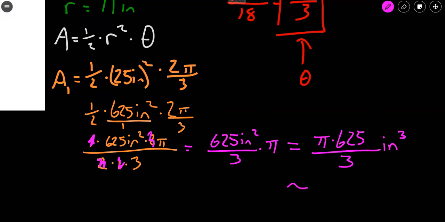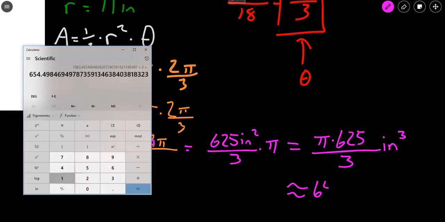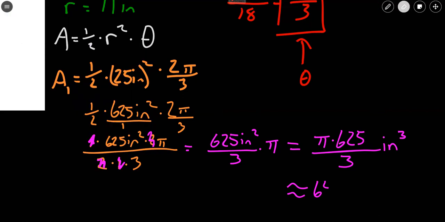I wonder why it does that every time I'm using the calculator. What was it? 654.498 square inches. I don't know why I wrote inches to the 3rd power there, just squared.